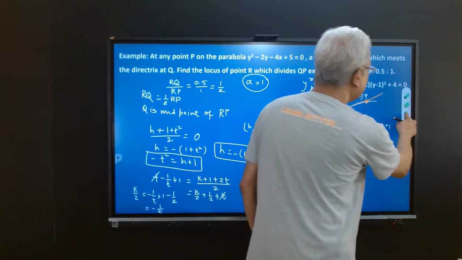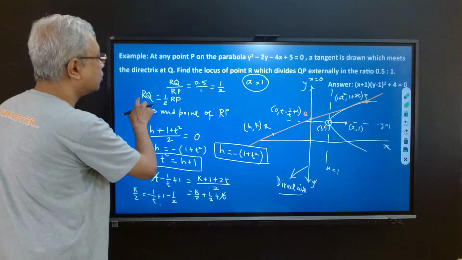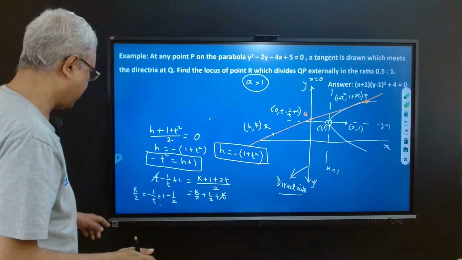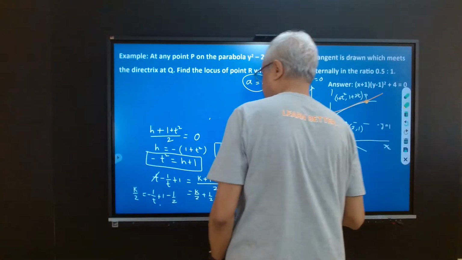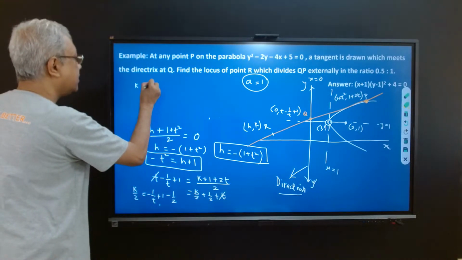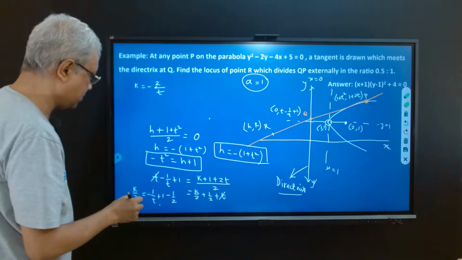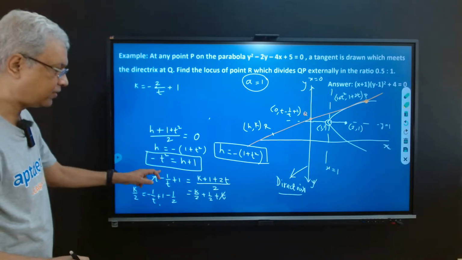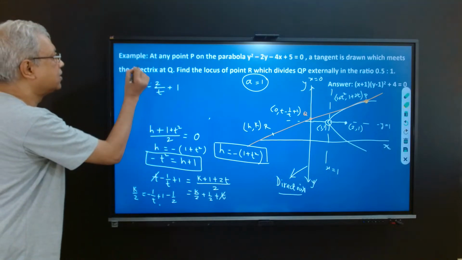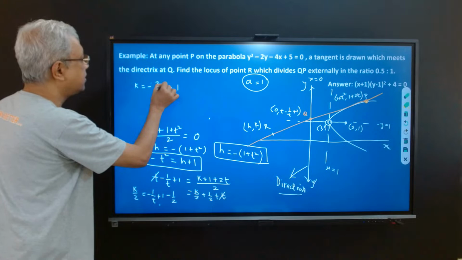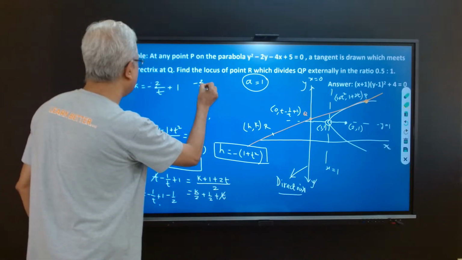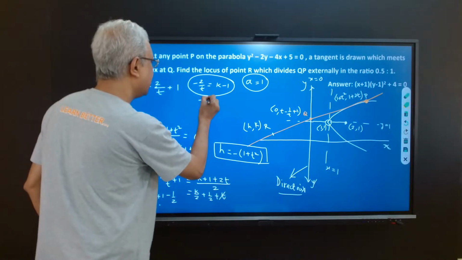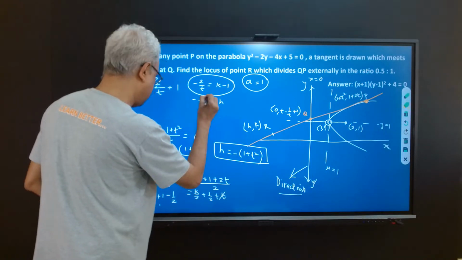Let me write over there. So k is −2/t, and here it is plus half into 2, which is 1. So k equals −2/t + 1. So −2/t is equal to k − 1, and −t² is h + 1.